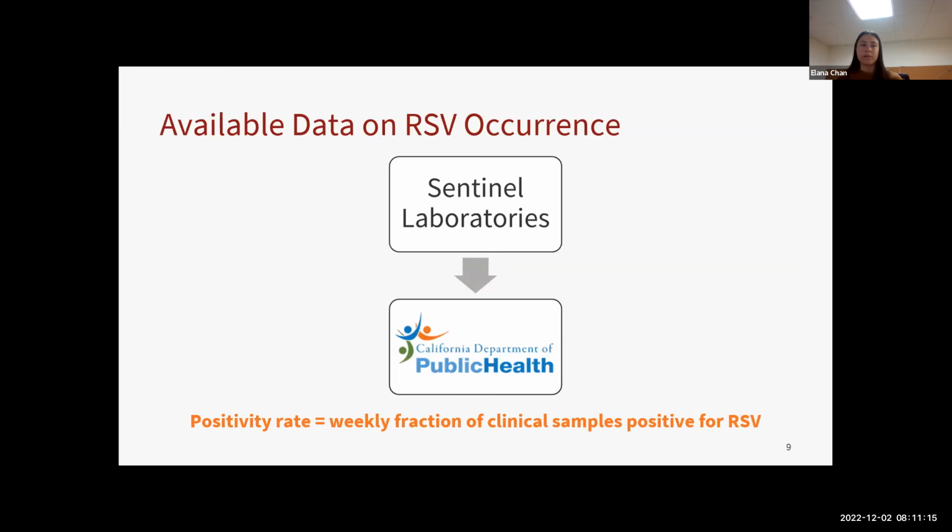And before I move on to the results, I'll just share where the available data on RSV occurrence was obtained from. So like I mentioned, this all came from the California Department of Public Health, and they received this data from Sentinel laboratories across the state. These laboratories report RSV positivity, so the fraction of their samples that are positive for RSV, to the State Department of Public Health. And so when I refer to positivity rate, that is the weekly fraction of clinical samples that are positive for RSV.